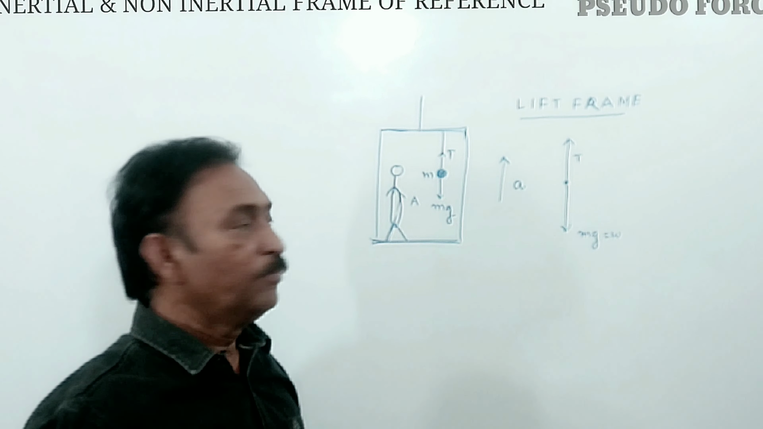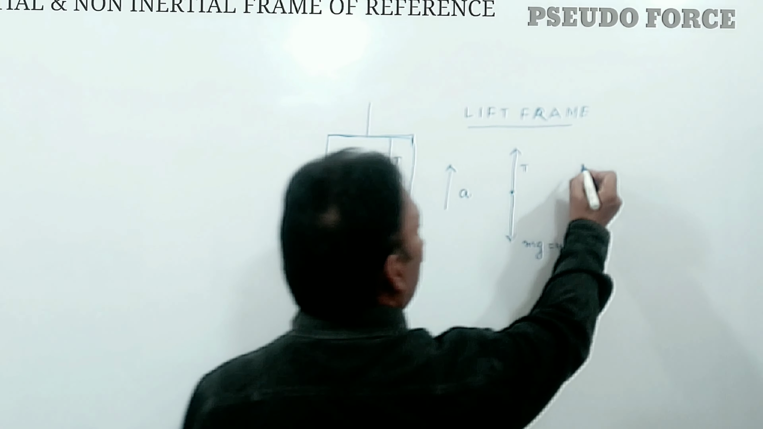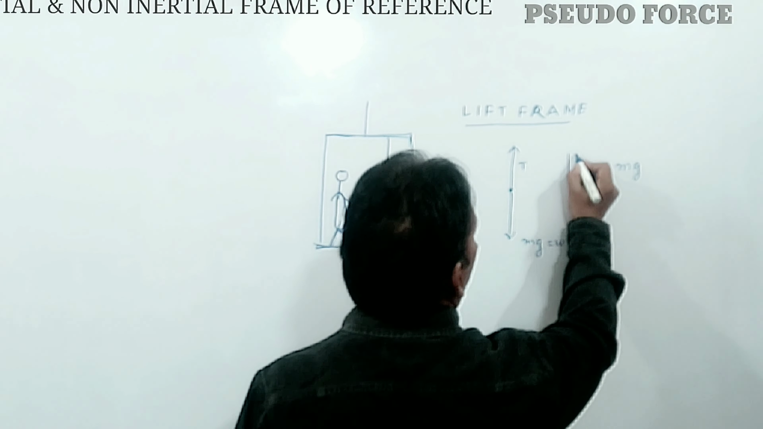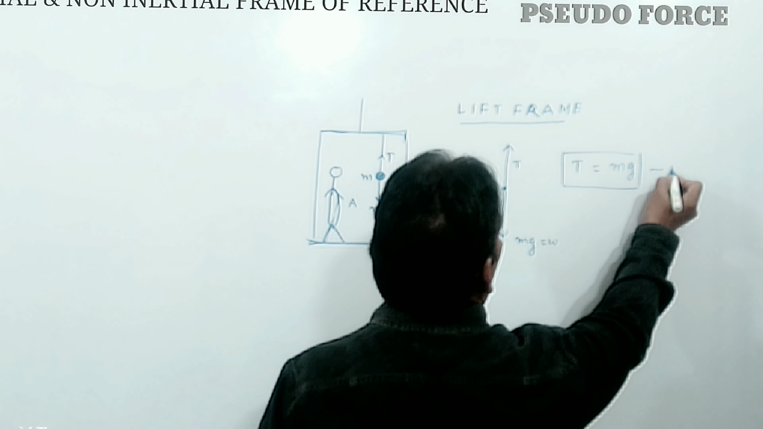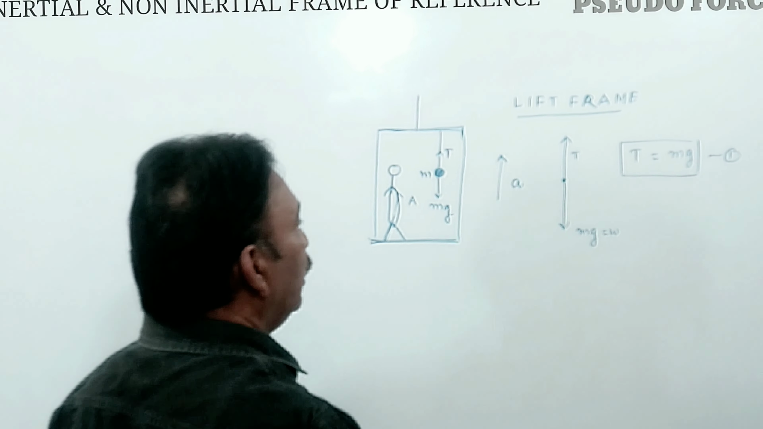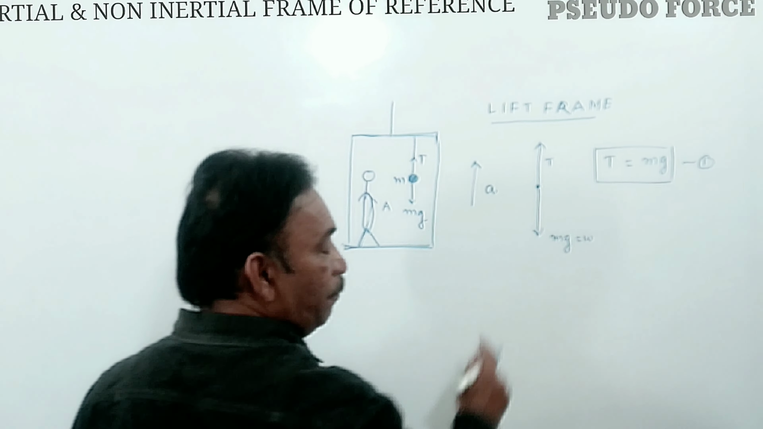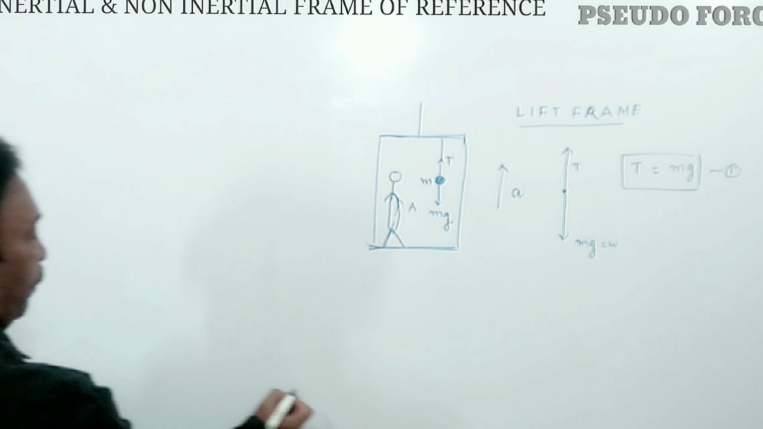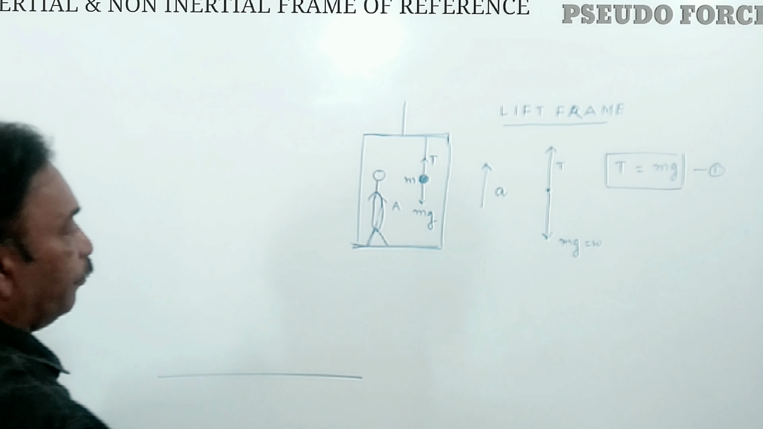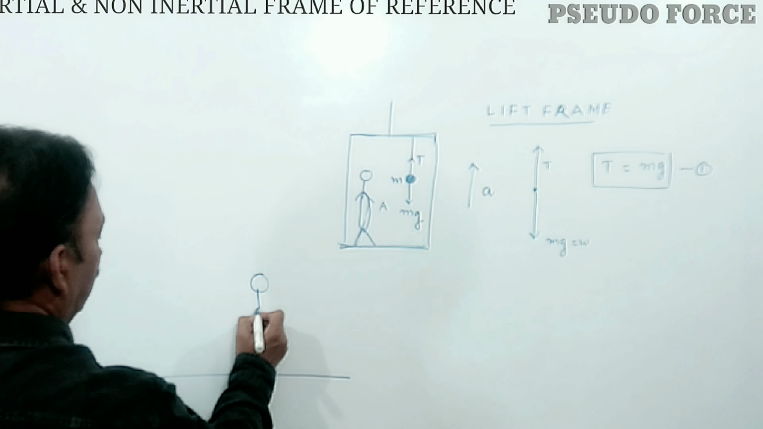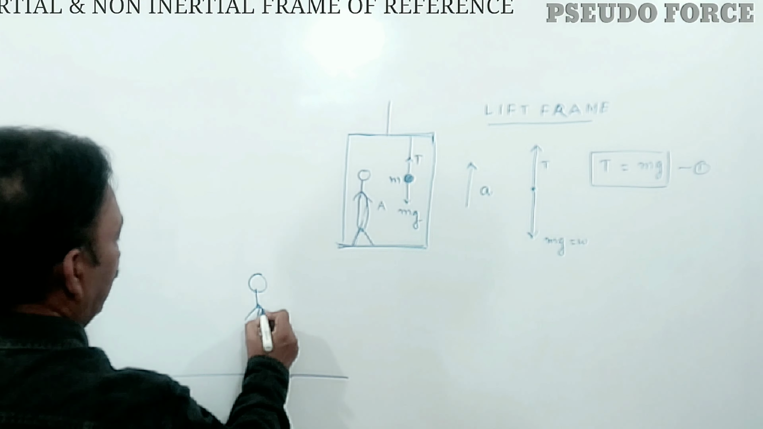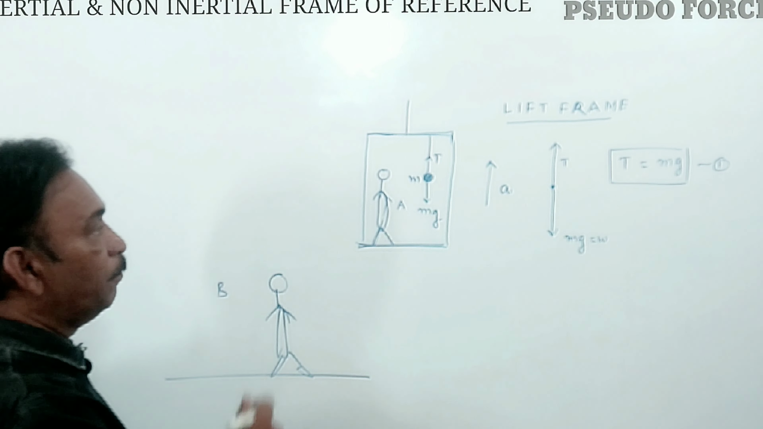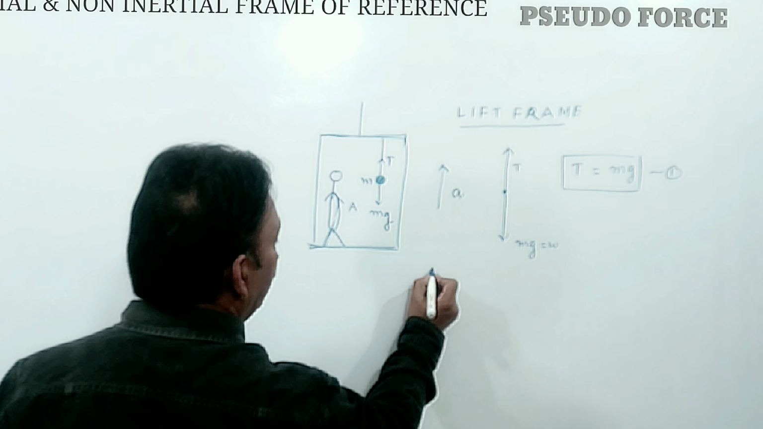and it is the weight, which is equal to mg. Okay, students, and you observe that tension is equal to mg. Say it as equation 1. Okay, it is the lift frame as observed by the person who is in the lift. Now think, it is the ground frame and another person, say B, is the person who is standing here, and is observing the same thing. Say it as ground frame.